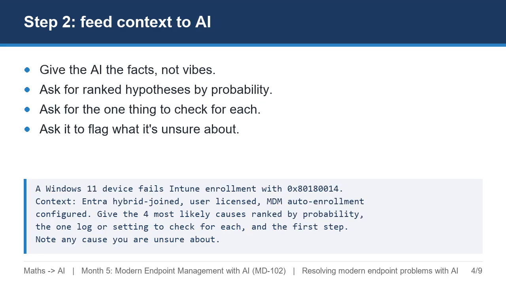Now hand the AI the facts and ask the right question. Notice this prompt, it states the platform, the error, and the environment, then asks for 4 ranked causes, the one thing to check for each, and the first step. The killer line is the last one, note any cause you are unsure about. That nudges the model to flag its own uncertainty instead of bluffing. Specific context in, ranked investigation plan out.